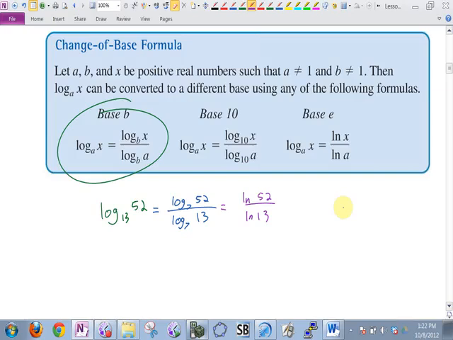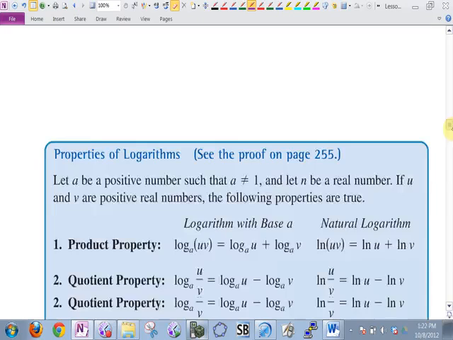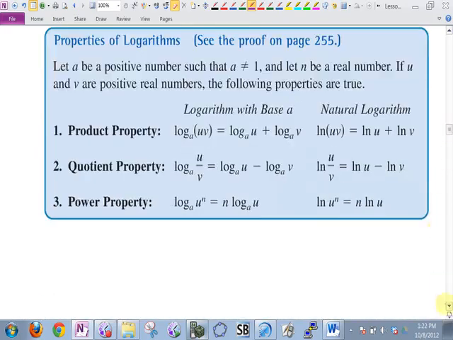All right. Then we also have these log rules. Okay? The product property and the quotient property, those are basically the same rule, to be honest. And then the power property. Actually, the quotient property is just a combination of the power property and product property, and I'll explain that.